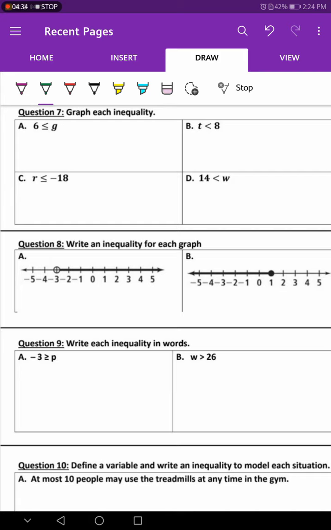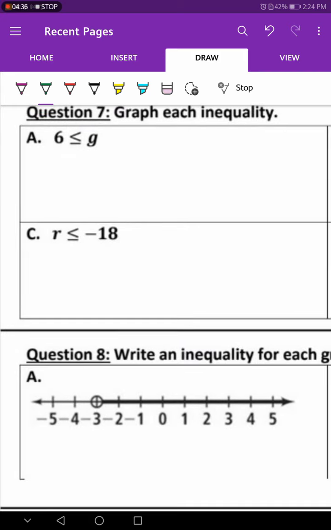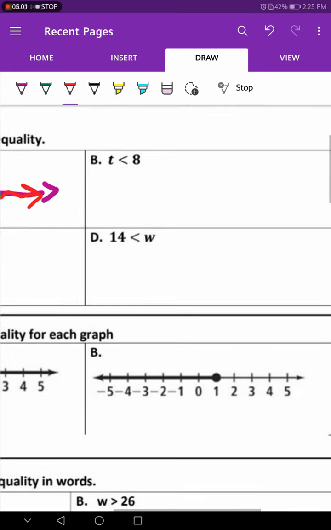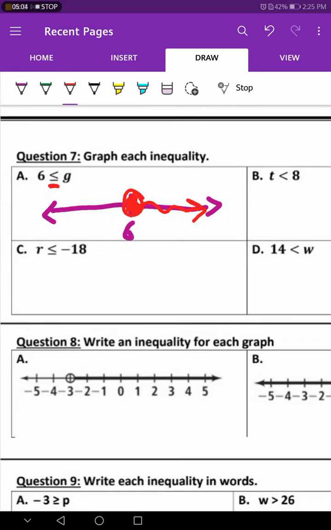Read. G greater than or equal to 6. Great. So I draw the line like this and put the 6 in the middle and circle it and fill it because of the equal sign here. And greater means what? Move to the right. To the right. We're done now. So if you read it correctly, you do it correctly.